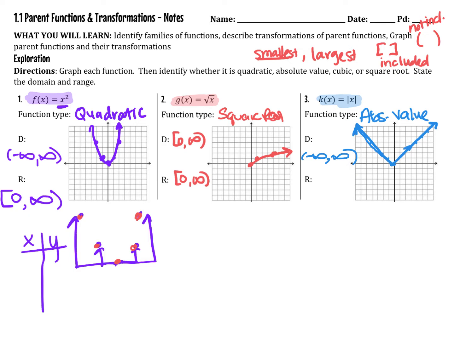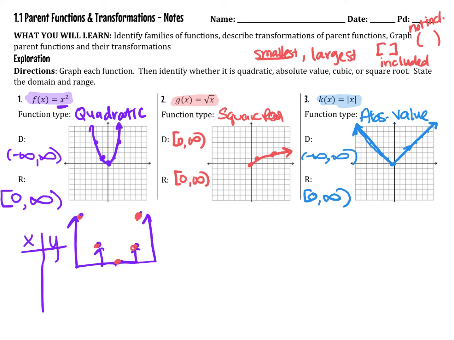Now I want you to ask that same question with your range. Range is up and down. It's your y-axis. So what is the lowest that your graph ever goes, or the smallest, and what is the highest it ever goes? So the lowest it ever goes is 0, and it's going up forever. So the range is from 0 to infinity.